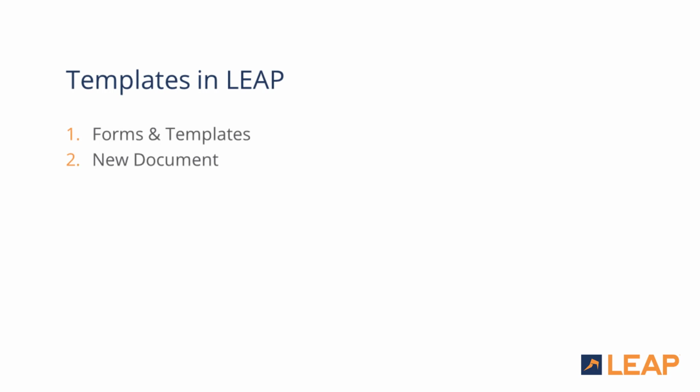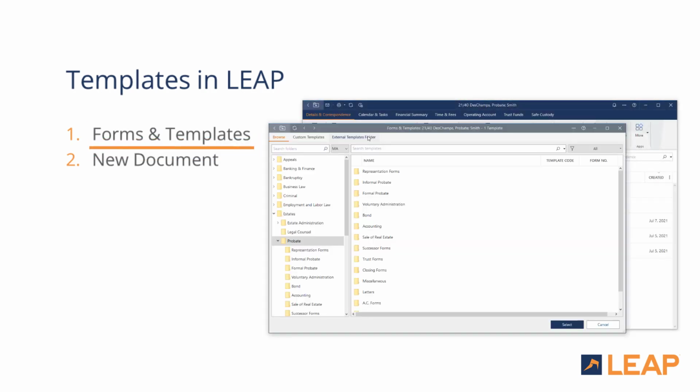Once we have good data in Leap, next we need to think about our templates in Leap, where this data will appear. There are two places to access templates in Leap. First, we can maintain templates by clicking Forms and Templates. Templates are arranged by matter type.